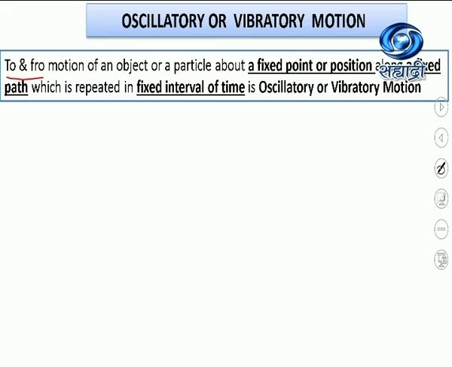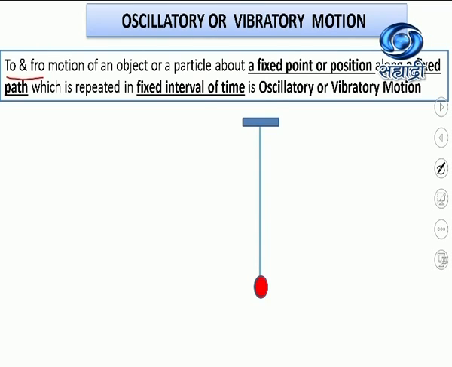This fixed interval of time is also called a periodic time or a period. Hence, the oscillatory or vibratory motion is the to and fro motion of an object or a particle about a mean position along a fixed path which is repeated in a fixed interval called a periodic time.